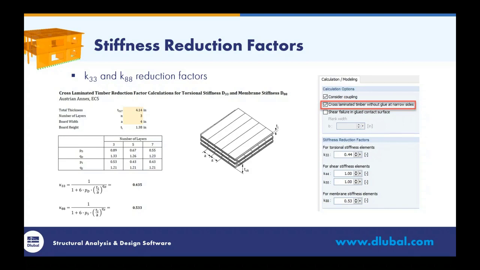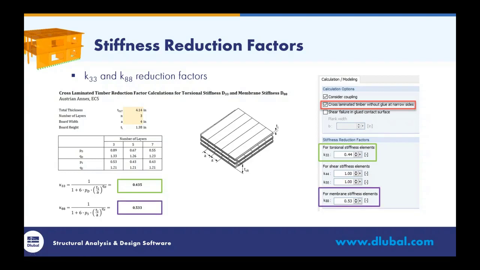So I have just a simple Excel file on my computer that references these equations from the EC5, and you can see that I just need to input the total thickness of my panel, which is 4.14 inches. The number of layers is 3, and my approximate board width, which is given to me from the manufacturer, is 4 inches. Now, from these equations from the EC5, we'll determine that K33 is equal to 0.435. Well, this is the information we want to put into the torsional stiffness reduction here, K33, within the program.